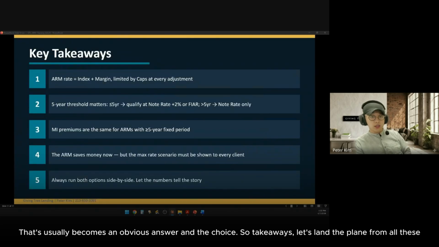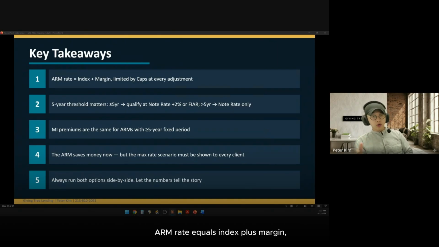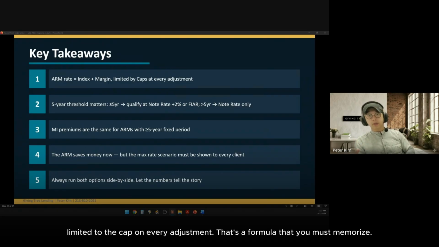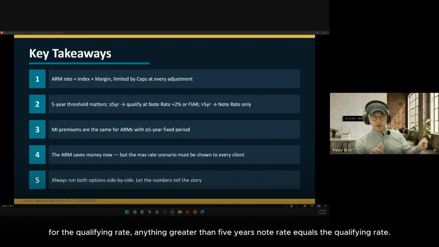So, takeaways. Let's land the plane on all these things that we talked about. The 5 things we can walk away with today: number 1, ARM rate equals index plus margin, limited by the cap on every adjustment. That's a formula that you must memorize. Number 2, the 5-year threshold is critical. For 5 years or less, memorize note rate plus 2% for the qualifying rate. Anything greater than 5 years, the note rate equals the qualifying rate.